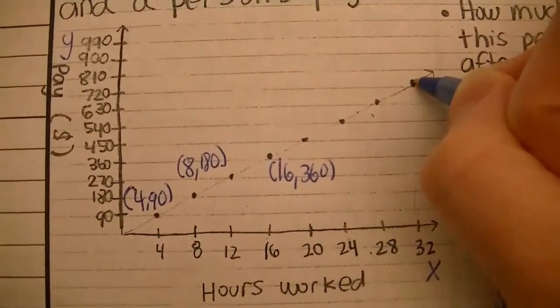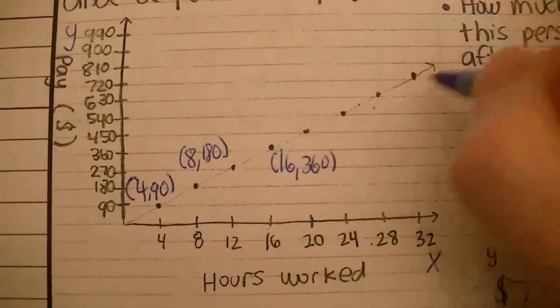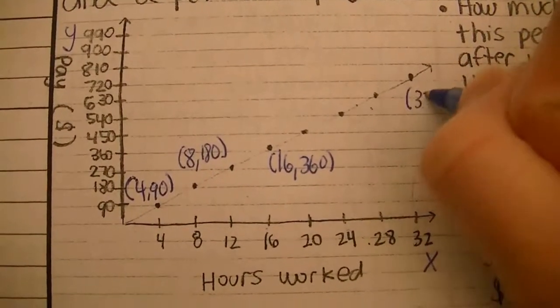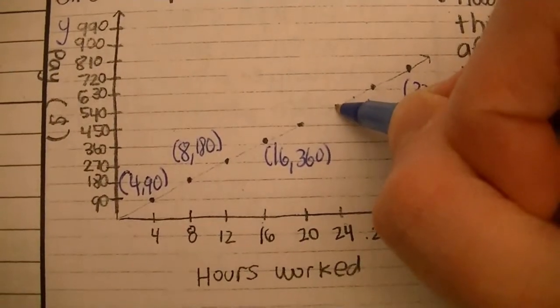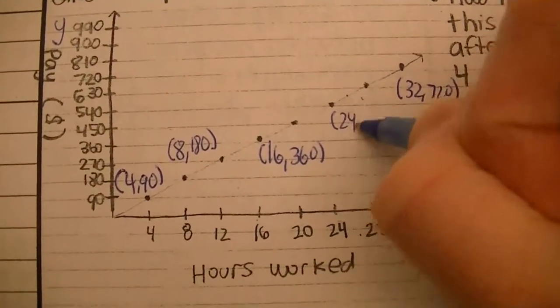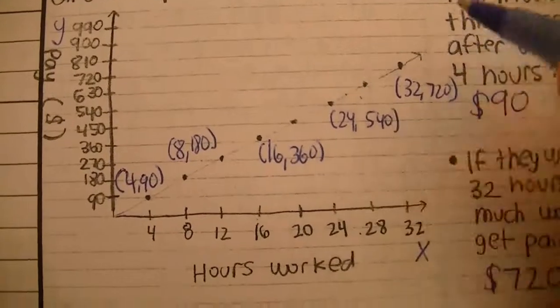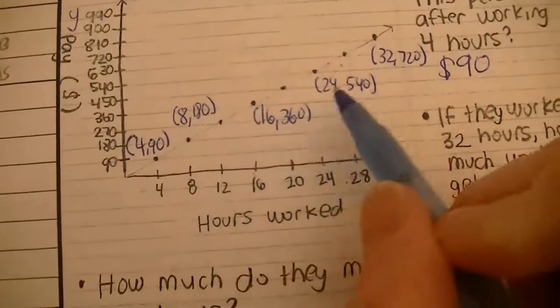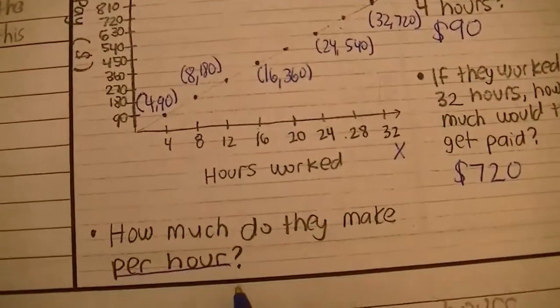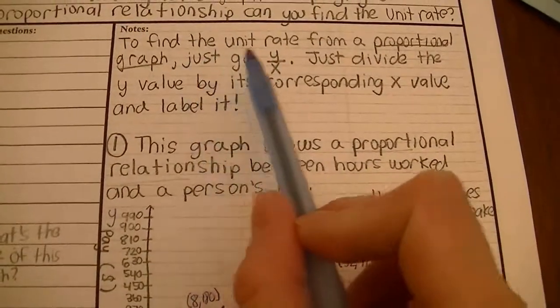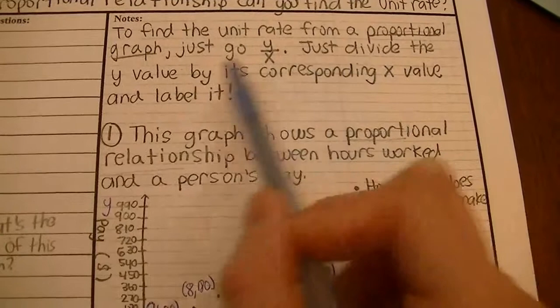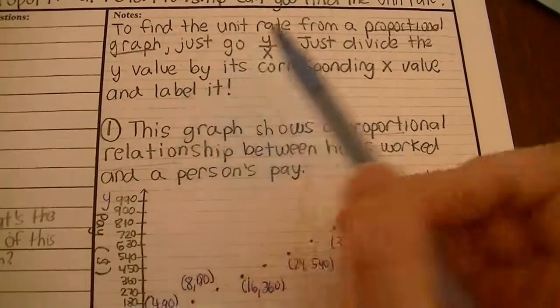360. This one's 32, 720. And this point right here is at 24, 540. Okay, so I just have some points right there that I can totally use to help me find the unit rate. All you've got to do, like it says up here, is go y divided by x. Just divide the y value by its corresponding x value and label it.